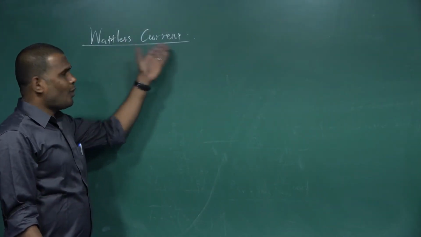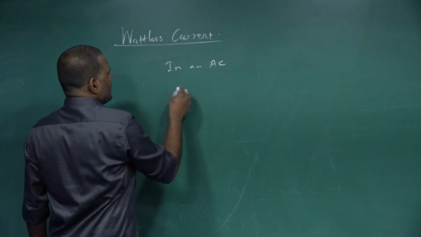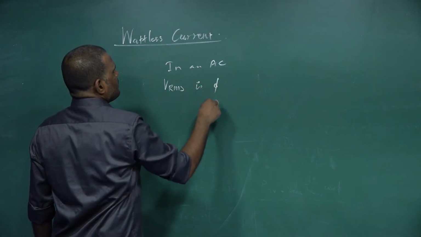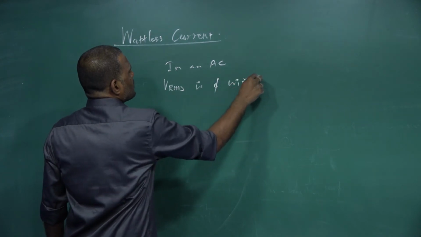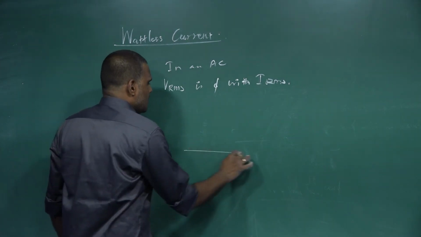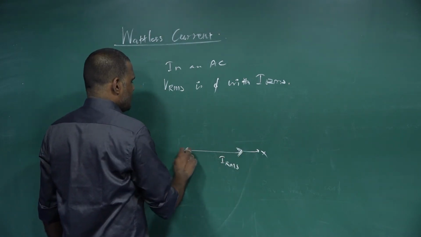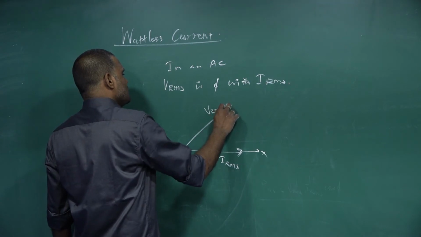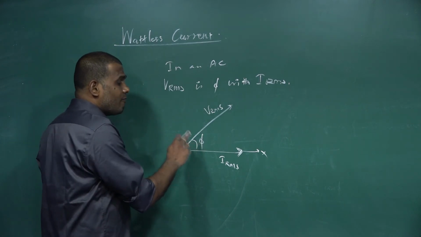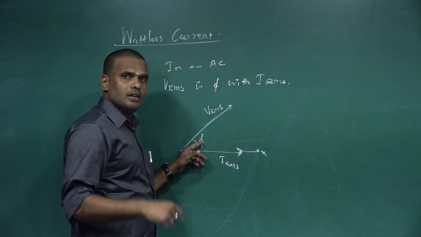We shall now discuss wattless current. In an AC circuit, the voltage VRMS is making a phase angle of phi with the current IRMS, which can be represented by a phasor diagram. This is the x-axis where the RMS current is mentioned, and the RMS voltage is along this direction, making an angle of phi with respect to the RMS current, where phi is the phase angle.